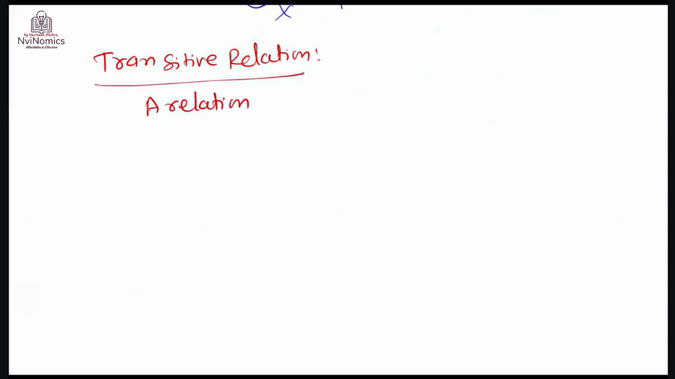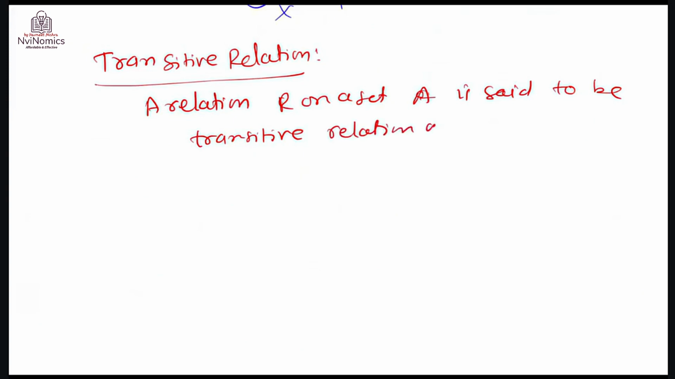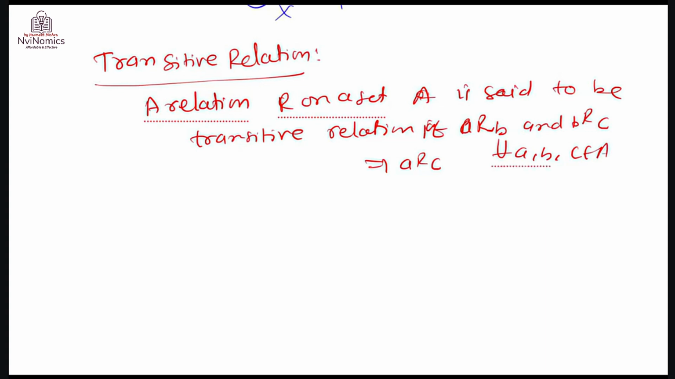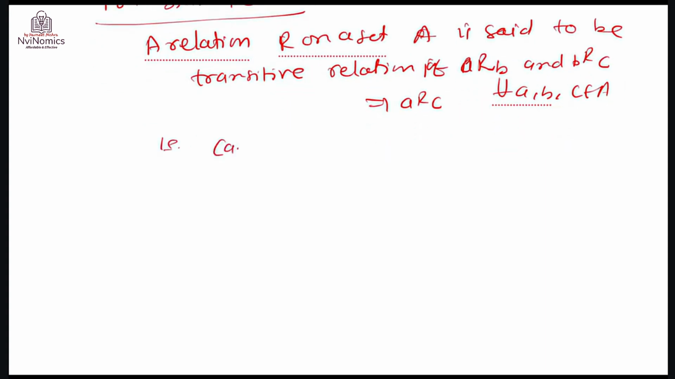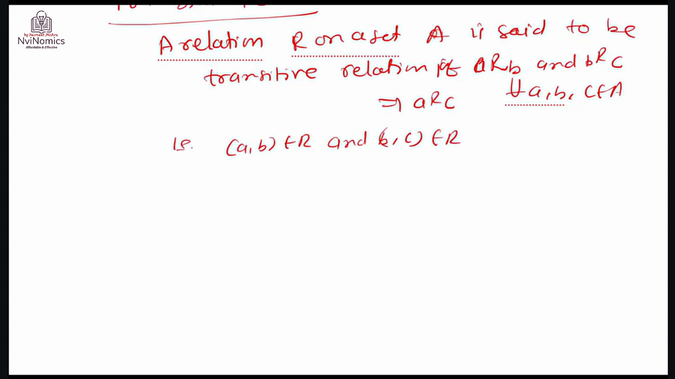A relation R on a set A is said to be a transitive relation if A is related to B and B is related to C implies A is related to C, for all A, B and C belongs to A. Now, what I'm saying is that if (A,B) belongs to R and (B,C) belongs to R, it implies that (A,C) should belong to R.